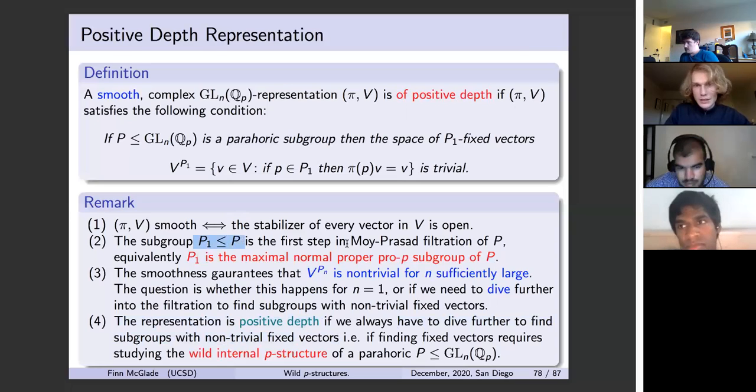I should remark that I never really defined what P1 is, because I didn't actually tell you what this Moy-Prasad filtration is. But you can define P1 in a slick way. It's called the pro-unipotent radical of P. It's just the maximal normal proper pro-p subgroup. If you know what that means, great. Otherwise, it's just some subgroup, and we've seen some examples of it.